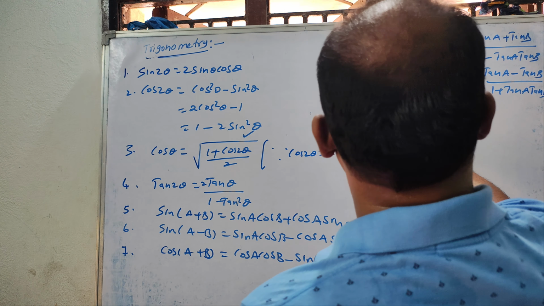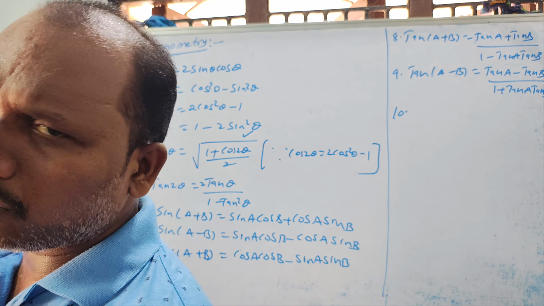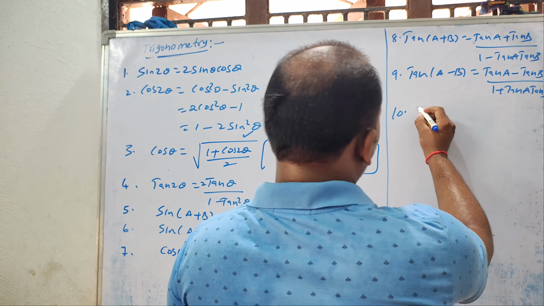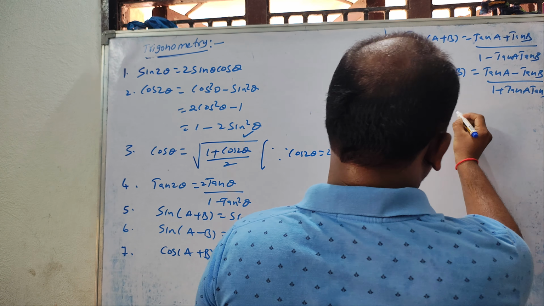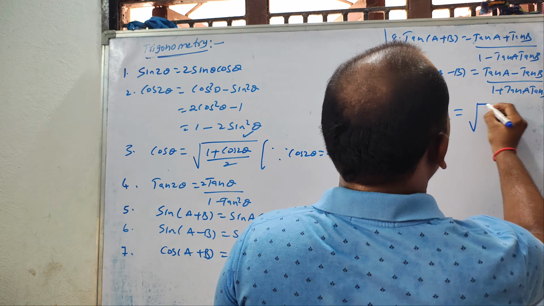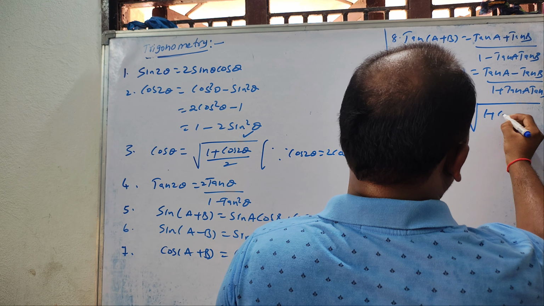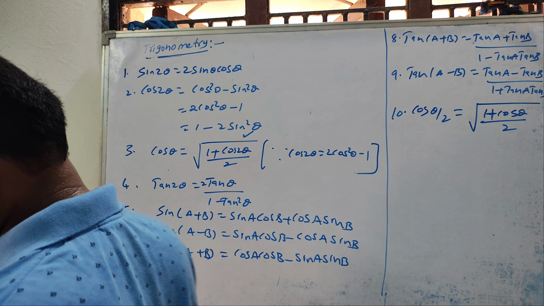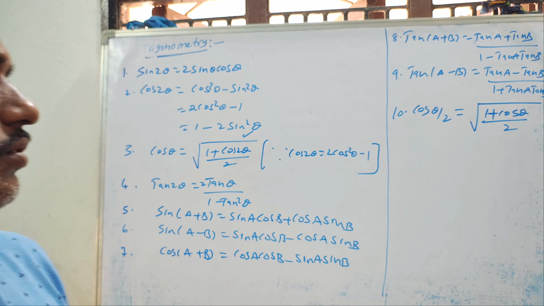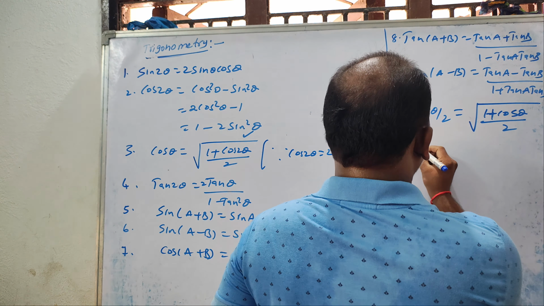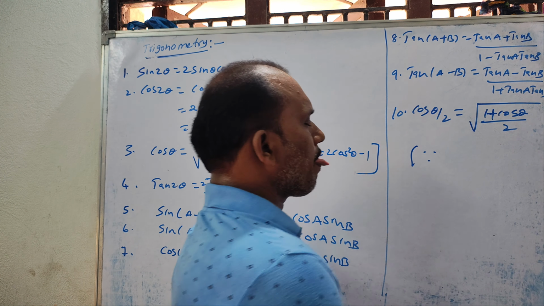Last formula, a very important formula. This formula most of the times we are using in physics. Cos theta by 2, very important. Cos theta by 2 is equal to root of (1 plus cos theta) by 2. This is very important, guys. How to get this formula? Some of the people are thinking in a different manner. In an easy manner I will tell you, guys.